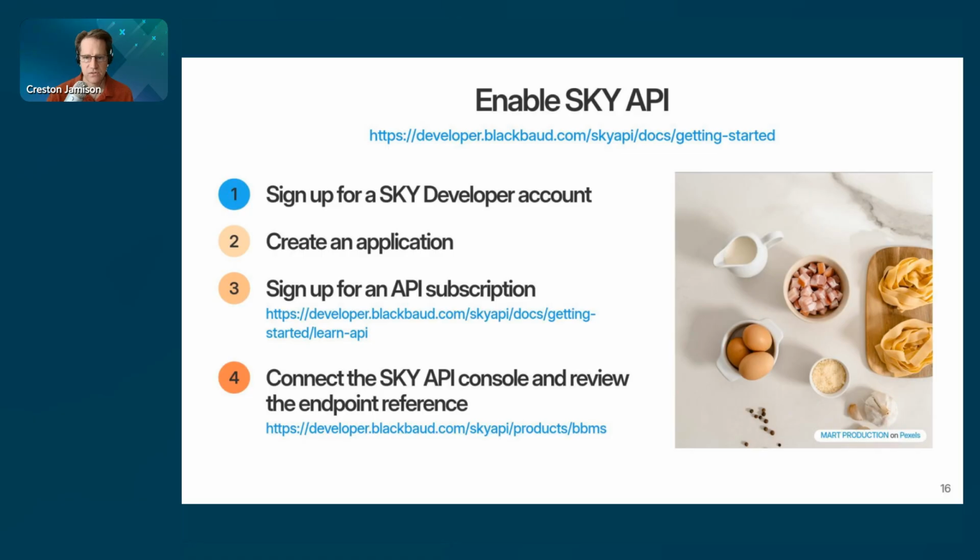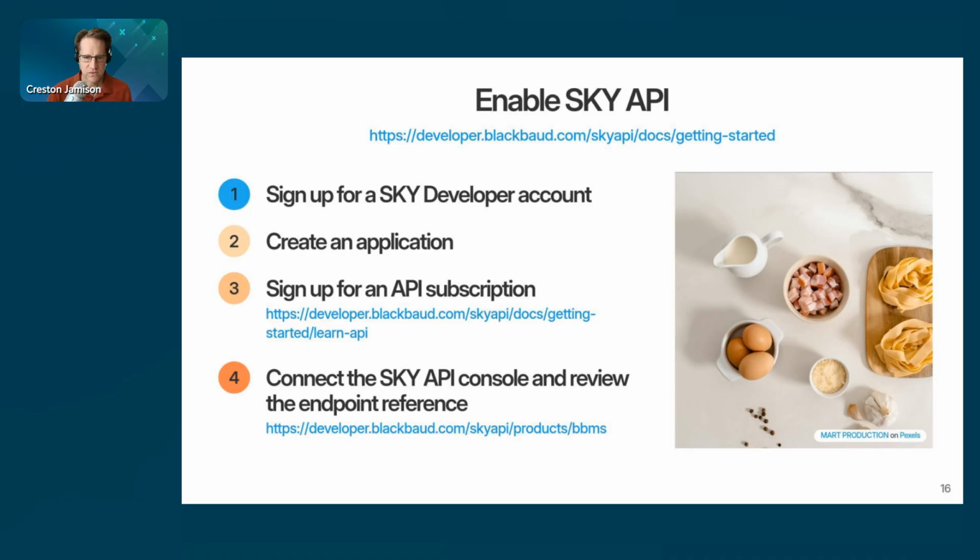Okay, so the first step here is to enable Sky API. And throughout some of the slides here, you'll see I have links to the main Blackbaud documentation. So you can think of this slide deck as maybe a Cliff Notes version of those. It just gives you an overview. But if you want the details, definitely work through the documentation. And I tried to have the numbers align up with some of what was in the Blackbaud documentation.